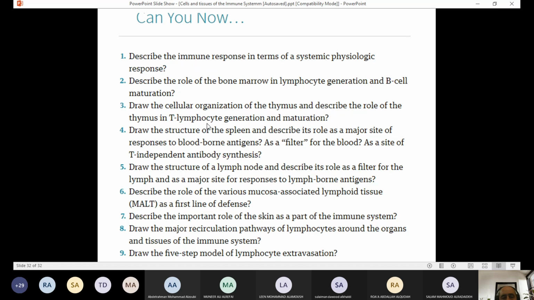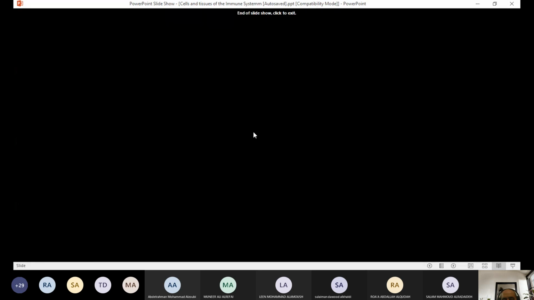These are the main objectives that we have talked about: describe the immune response in terms of systemic physiologic response. You can read about the process of homing, circulation and recirculation. It is an active process, involving cell adhesion molecules and how they pass. They have to get into the area of the battleground in order to perform their job. I will stop here, and if you have any questions, you can ask me.